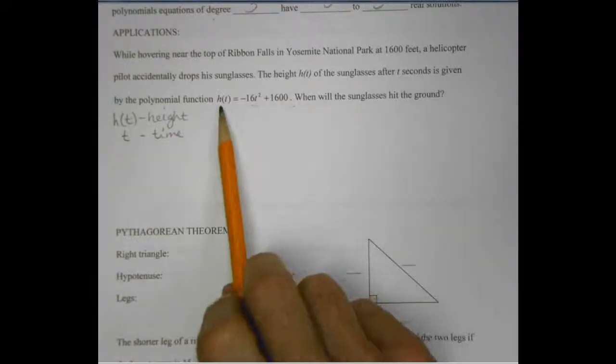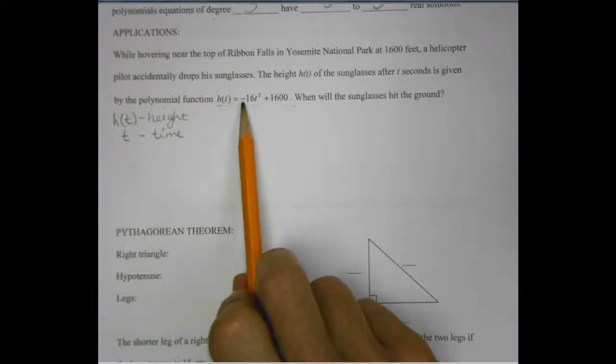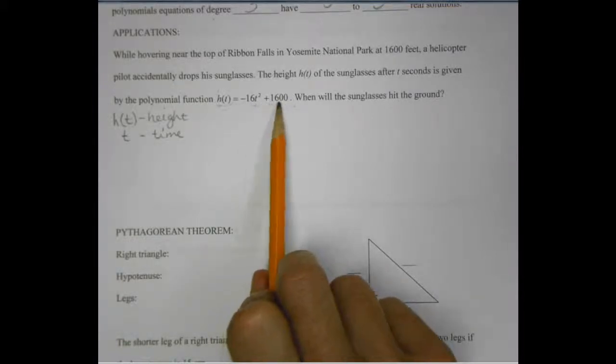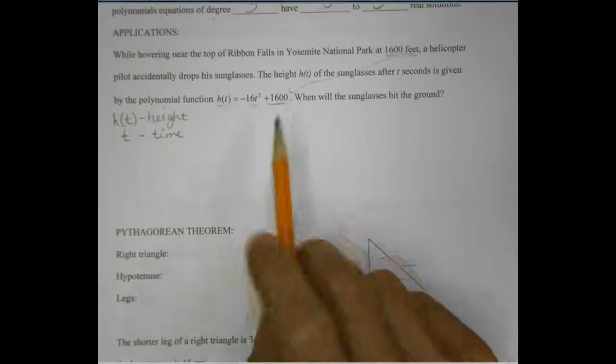And we have a function, h of t, so that's saying the height equals negative 16 times t squared, and t is our seconds here, plus 1,600. So this is our initial height from right here. It's put into this formula for us.